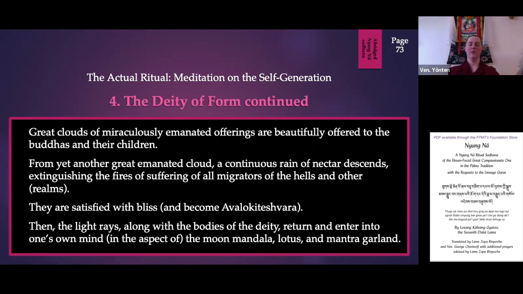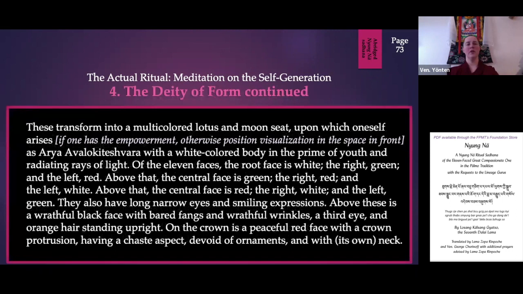Then the light rays, along with the bodies of the deity, return and enter into one's own mind in the aspect of the moon mandala, lotus, and mantra garland. These transform into a multicolored lotus and moon seat, upon which oneself arises as Chenrezig, with a white-colored body in the prime of youth and radiating rays of light.